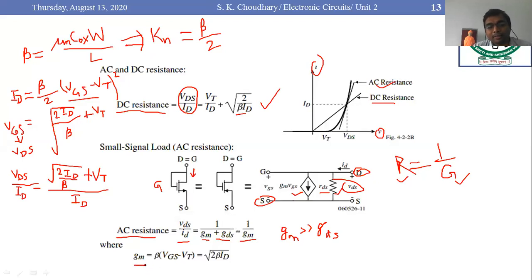And mathematically the value of gm is what? Twice of Kn. So instead of twice of Kn, we can write beta, VGS minus Vt, or in terms of current like this: square root of twice beta ID. So note down all these formulas. Okay. Just note it down.